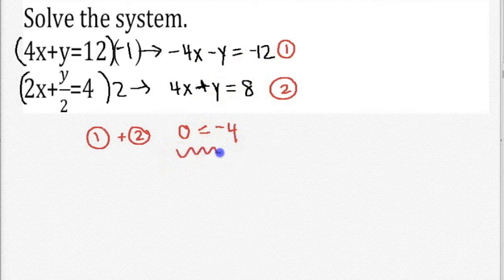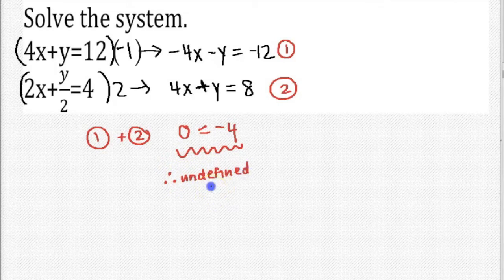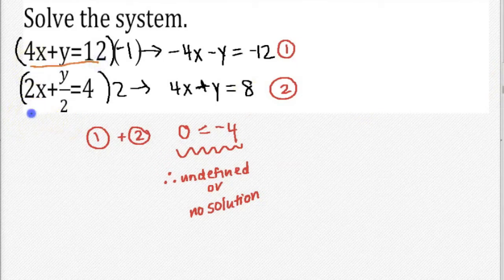And here our answer doesn't really make sense: 0 equals negative 4. Whenever you get an equation that doesn't make sense, the answer is undefined or no solution. And this is because the two equations in the beginning are actually parallel lines, and parallel lines never intersect. That's why there is no solution.